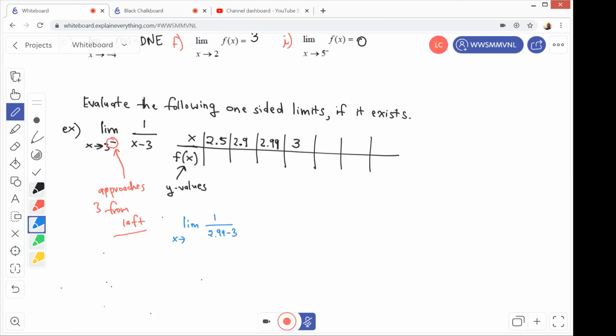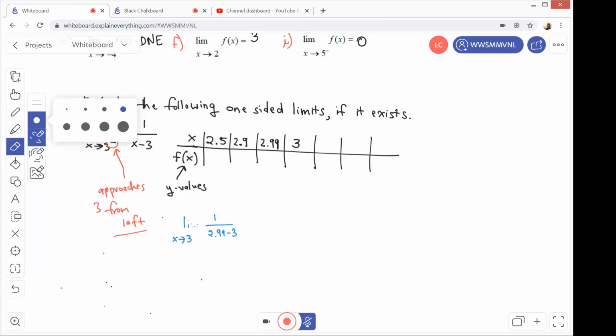Well, actually, let me erase this part because we're evaluating. Let me get my eraser. We're evaluating, so you don't need the limit there. All right, so we want to figure out what that is. What is 1 divided by 2.99 minus 3?